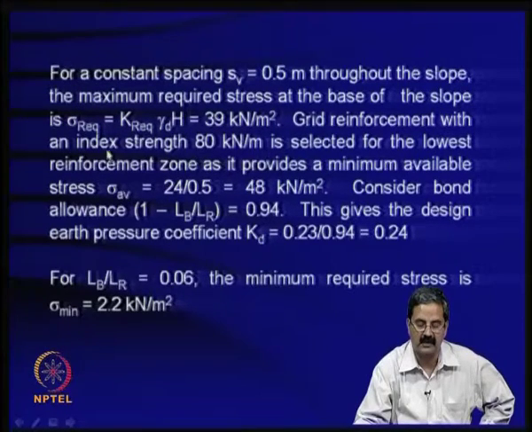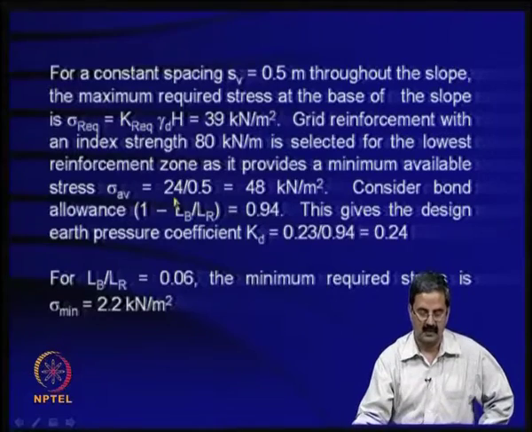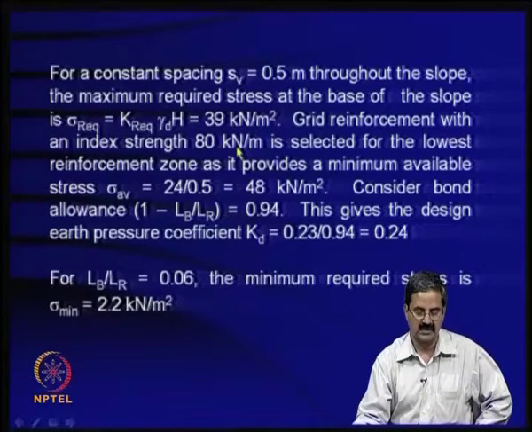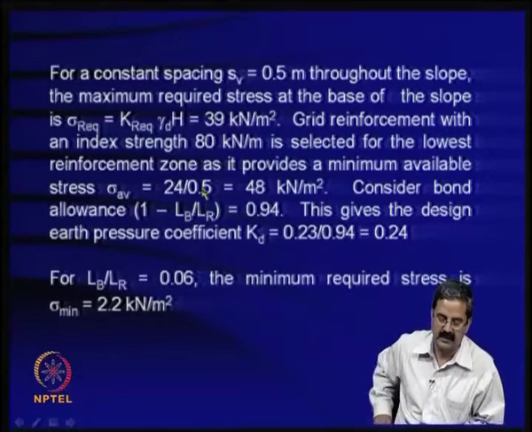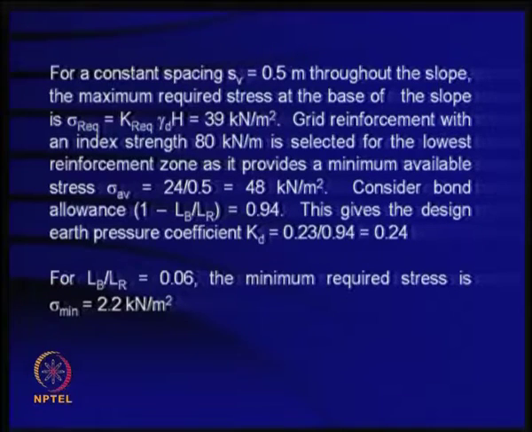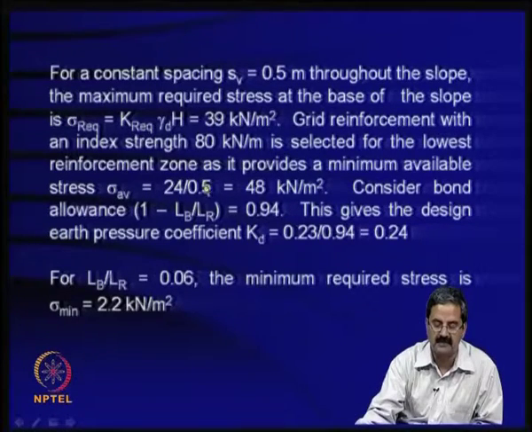The grid reinforcement with index strength 80 is selected for the lowest reinforcement zone, as it provides a minimum allowable strength. Say for example, I have given you those diagrams, and 24 is allowable, right. For one of the materials it has 24, and 24 divided by 0.5 will give you 48. So, consider one more thing I was just mentioning: this 24 is nothing but the material property 80 reduced to the allowable force 24, divided by 0.5, which is the spacing. So, 48 is the allowable force required.